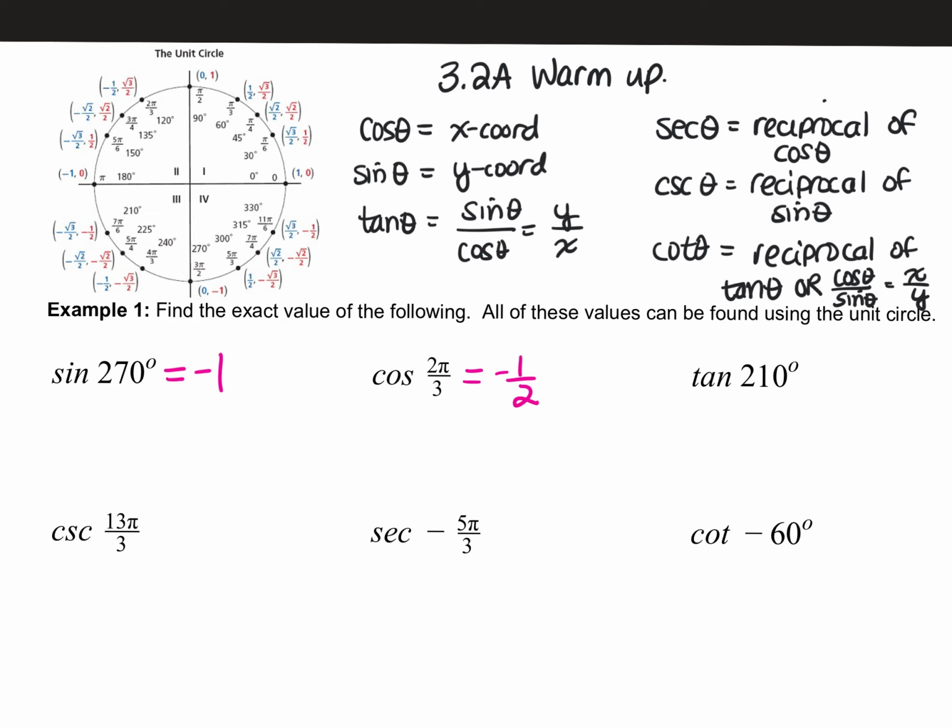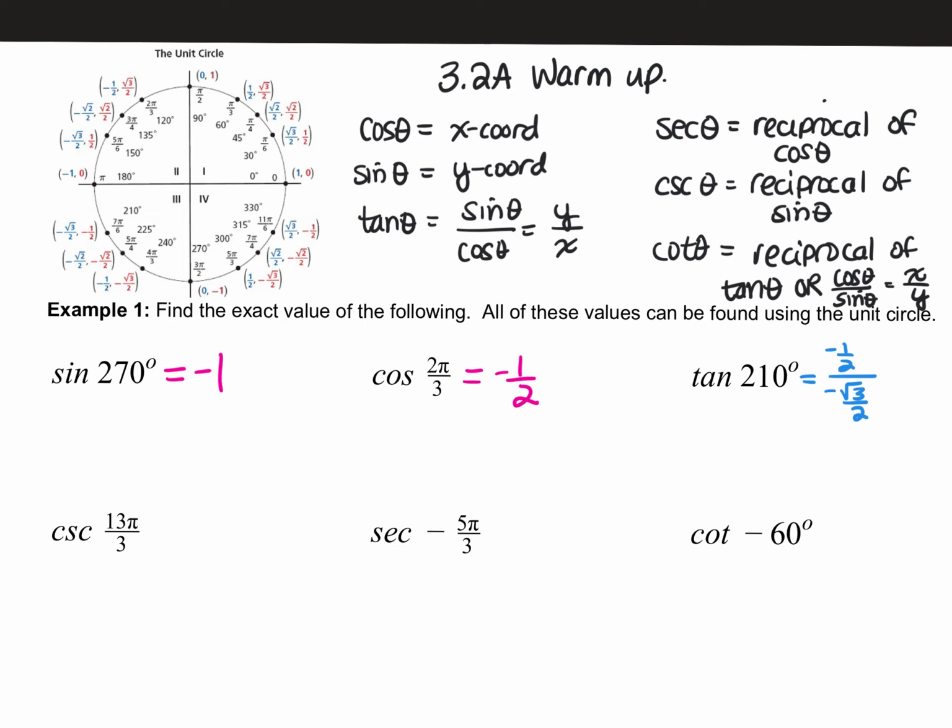sine over cosine. So that is just the y-coordinate divided by the x-coordinate. So at 210 degrees, I'm going to take the y-coordinate of -1/2 and divide it by the x-coordinate of -radical 3 over 2. So what I get looks something like this. -1/2 divided by -radical 3 over 2.